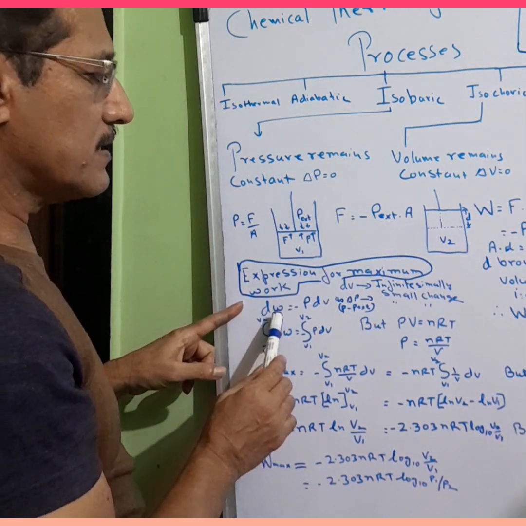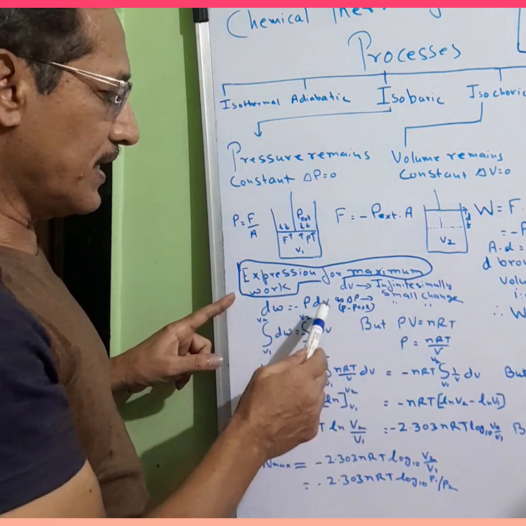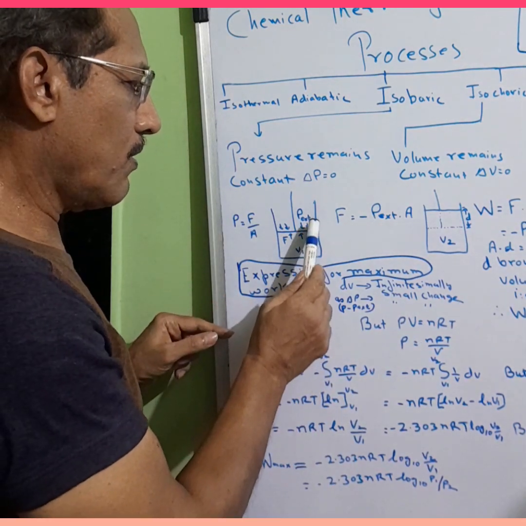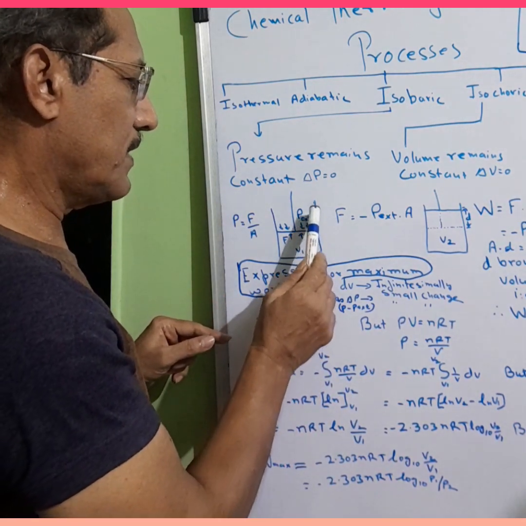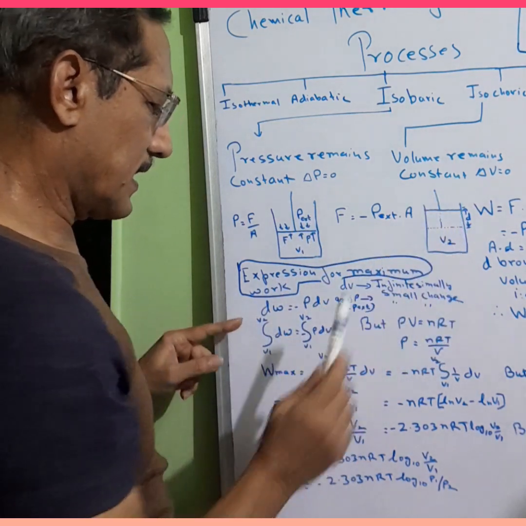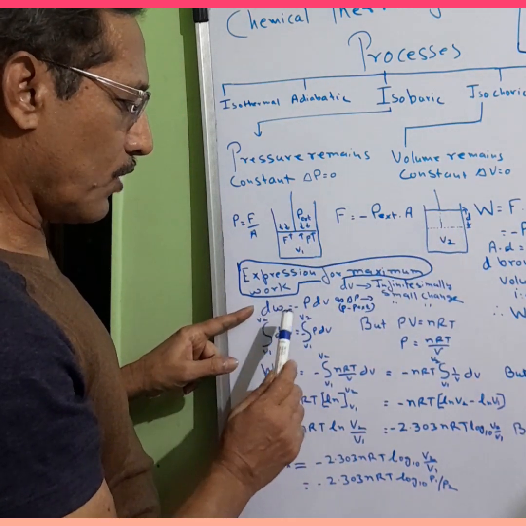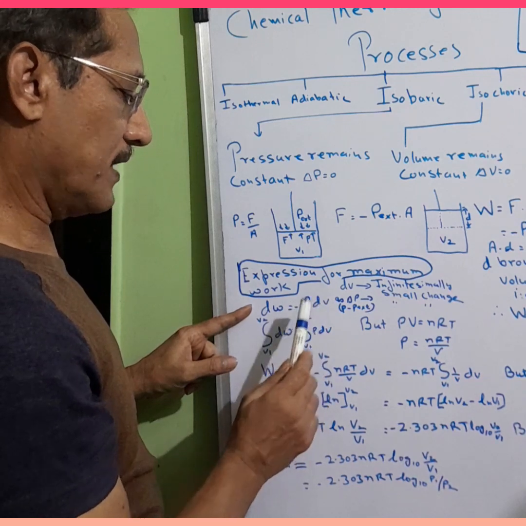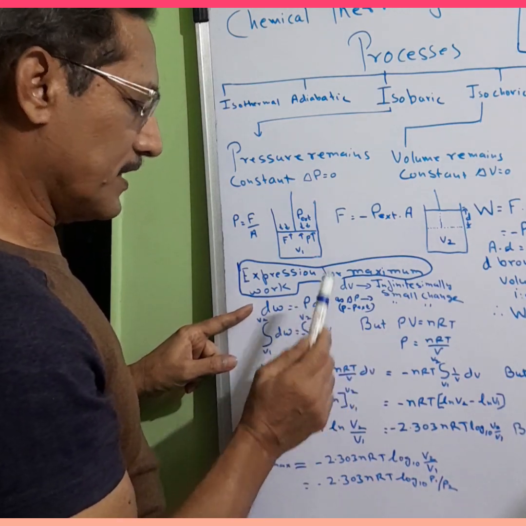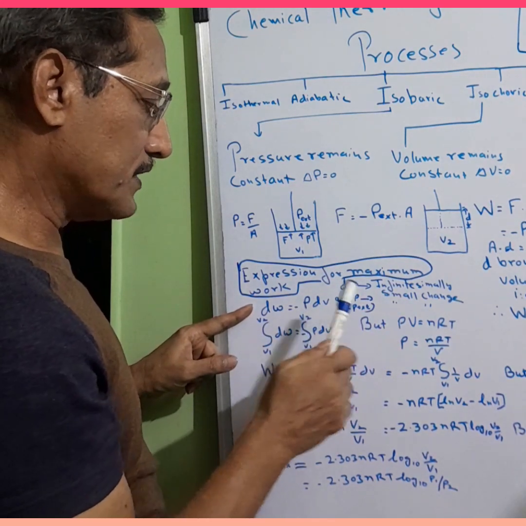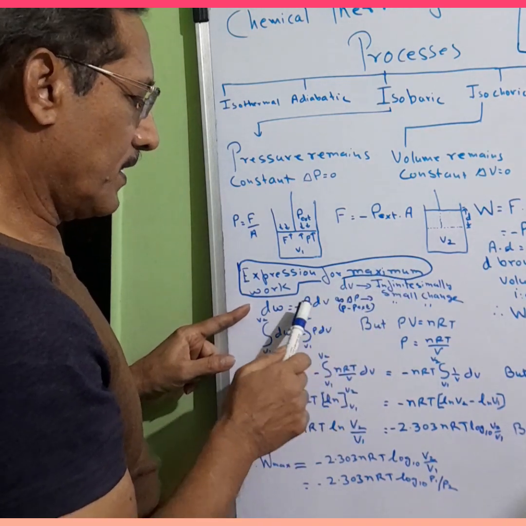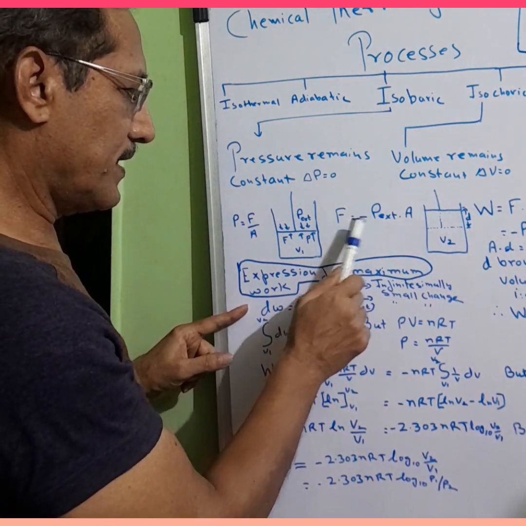Work we know is PdV. Now here we are doing work at a very small level, right? dV, like that, small. So dW, small work, is minus PdV. I explained why dV is used, because we are doing it reversibly, so a small change we have got to bring. All right, and minus, I already explained here why minus.